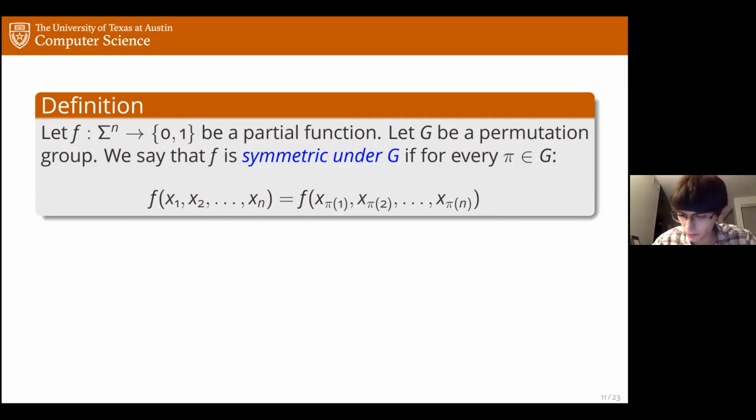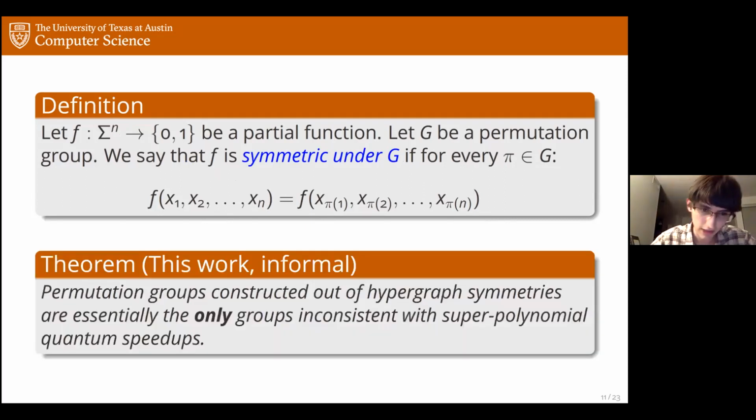Well, what we show in this work is essentially that graph properties and more generally hypergraph symmetries are essentially the only interesting case, in the sense that that's the only case where the permutation groups are inconsistent with super-polynomial quantum speedups. Any permutation group that is not constructed out of hypergraph symmetries, you can always find a large quantum query speedup.